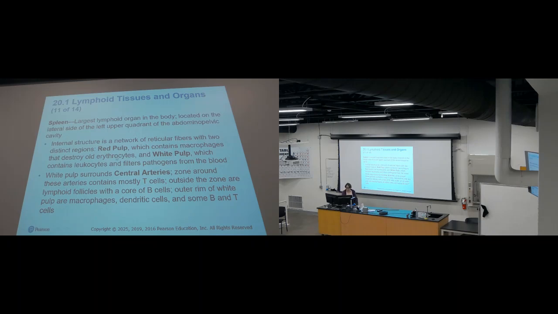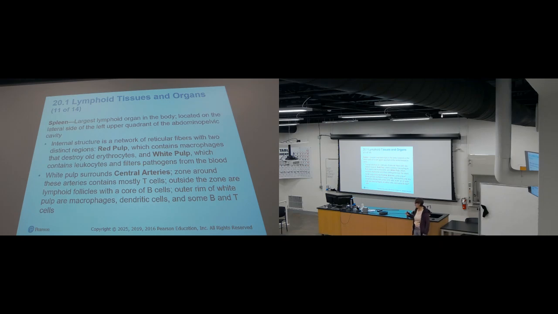Okay, so as a continuation of the lymphatic system chapter, we're going to start talking about major organs like the spleen. The spleen is located in the left upper quadrant, a little bit posterior to the stomach, lateral to the stomach, anterior to the left kidney, and it's actually the largest lymphoid organ in our body.